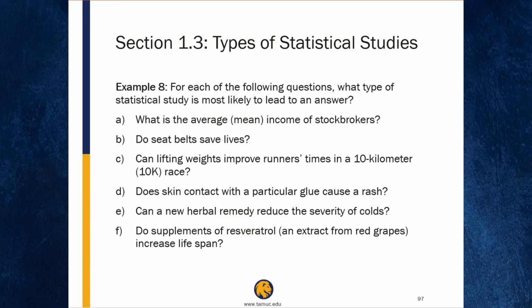And so to wrap up this section, what we're going to answer is, for each of the following, what type of statistical study is most likely to lead to an answer? So if you'd like to think about them for a second, you may want to pause the video here, and then I'll go through them one by one.